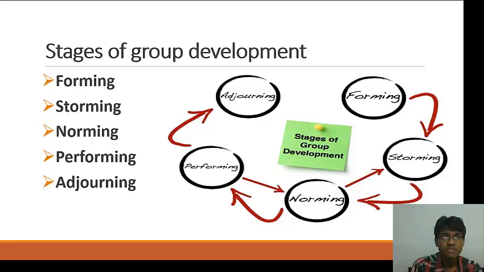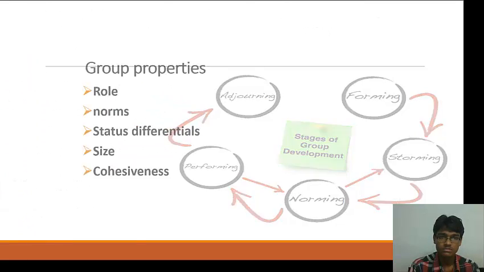The third stage of group development is the norming stage. In this stage, members develop closeness and cohesion. The fourth stage of group development is the performing stage. In this stage, the group is finally functional. The final stage of group development is the adjourning stage. In this stage, temporary groups are characterized by wrapping up activities rather than performance.